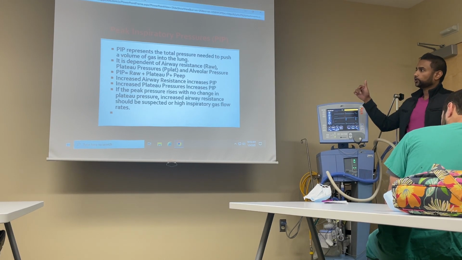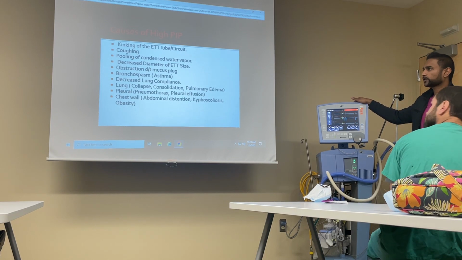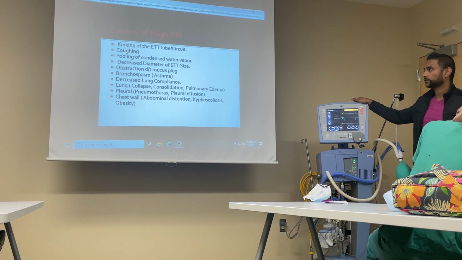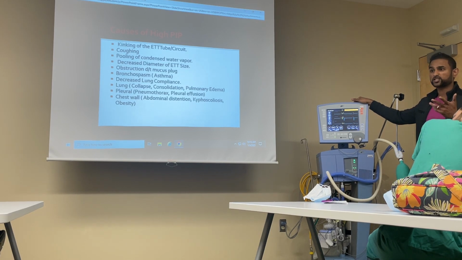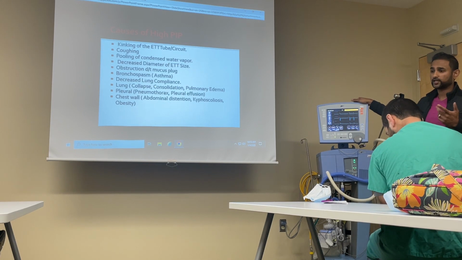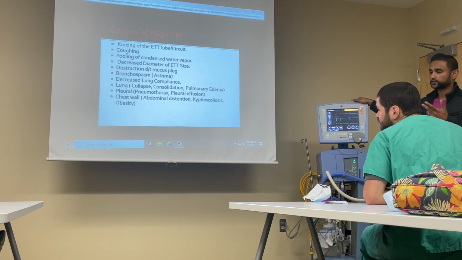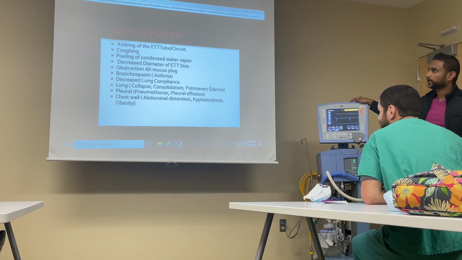So yeah, we can go to the next one. Quick summary: we already talked about kinking, biting, pulling up condensation, whatever. Decreasing the ET tube diameter. If you have a big guy and a size 6.5 or 7.0 tube, sometimes you see that. And you can tell them, hey doc, I think the plateaus are fine, I think this tube diameter is a problem. Bronchospasm, decreased lung compliance, pneumothorax, we already talked about that. Okay. All right, we can move on.